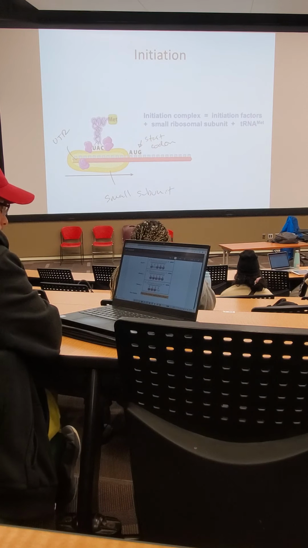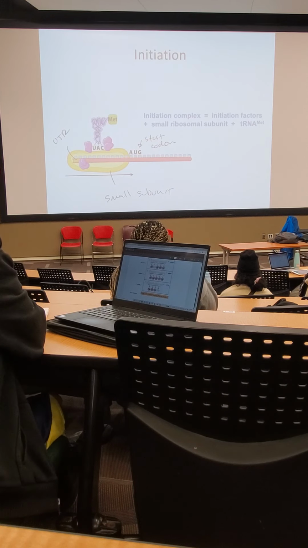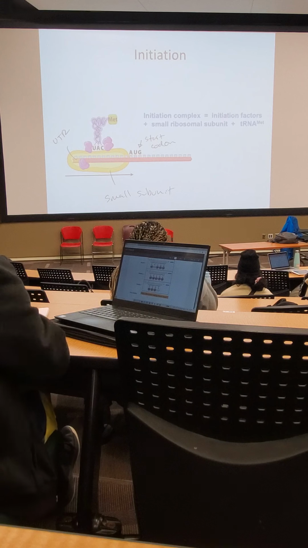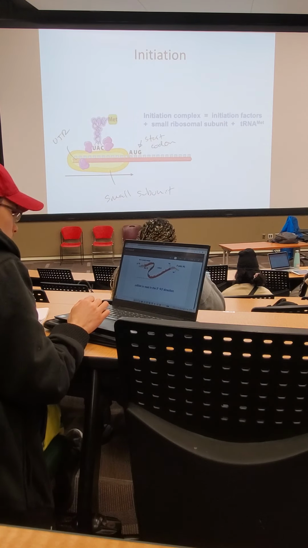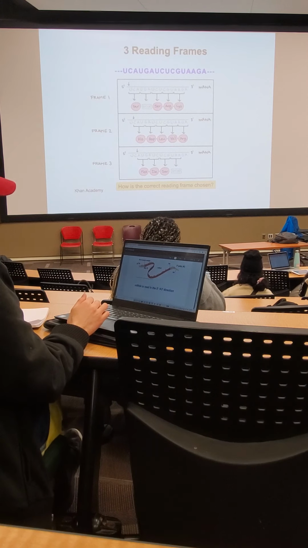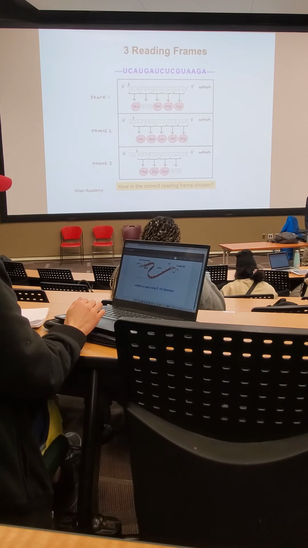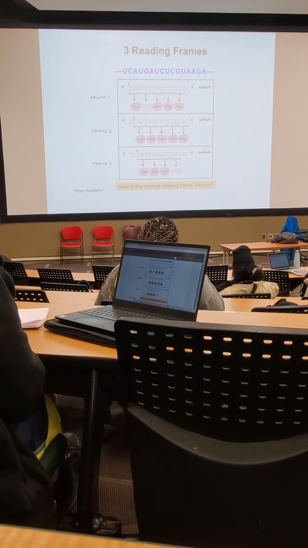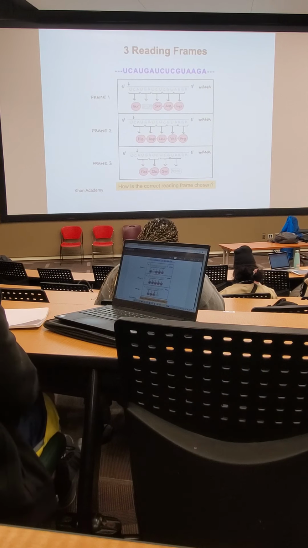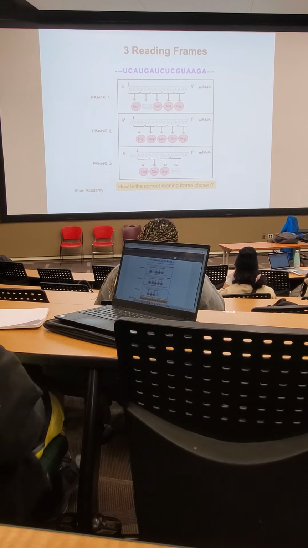Any questions on this? When does the large subunit come in? It doesn't come in until contact is made with the start codon. So this is a figure from Khan Academy. It's kind of cartoonish, but hopefully it helps you think about reading frames. I've said that word a couple times. Reading frames are how you are defining your triplets, your three bases that you move down the line.